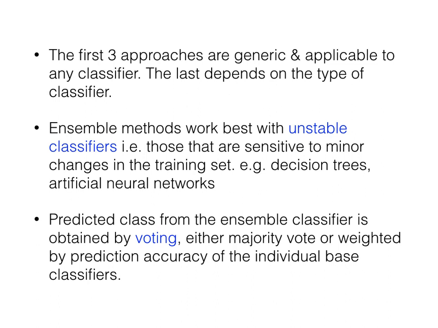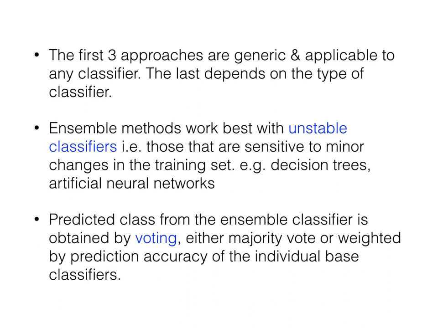Now, ensemble methods work best with something called unstable classifiers. So these are classifiers that are sensitive to minor changes in the training set. In other words, in some ways they've overtrained on the training set. So, for example, artificial neural networks or decision trees that we don't prune, that we allow to grow all the way through. So ensemble methods work best with those, and we'll see why that's the case a little bit later.